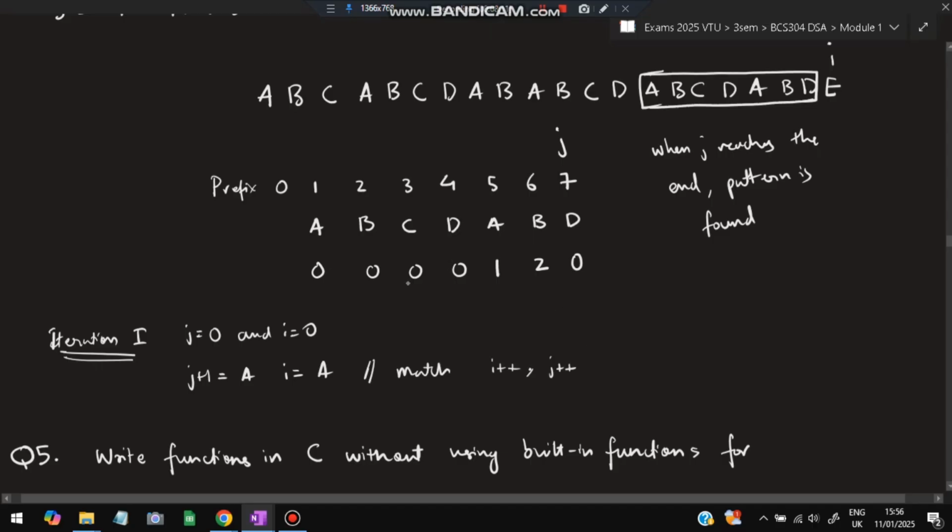Whenever you are going back also, you'll be writing that particular J's value and I's value, which is getting specified here. Suppose there was a mismatch and J had to go to 0, so you'll be writing in the exam sheet, J is equal to 0, it has gone to 0 because of mismatch. Like that you'll be writing. So in this way you'll be writing for all the iterations, then only you can expect full marks.